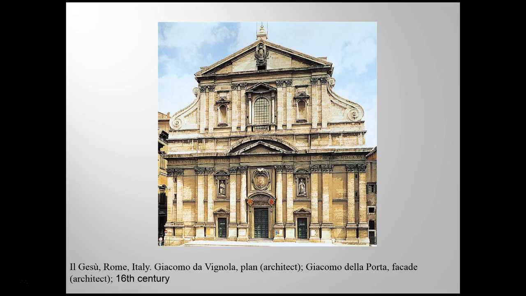Ultimately, the main architects involved in the construction were Giacomo Barozzi da Vignola, who was sort of the family architect of the Farnese family, and then also Giacomo della Porta. So those were two architects that worked on this. We'll also be looking at the interior of this church and looking at some really beautiful frescoes that were painted by another artist.